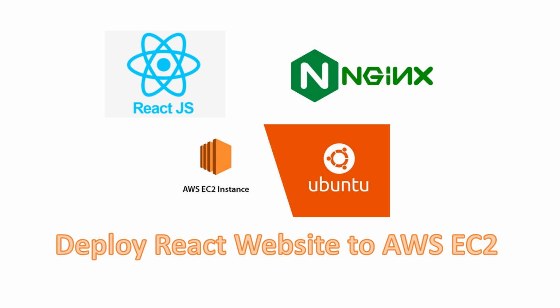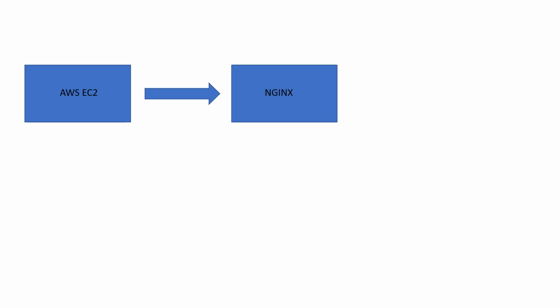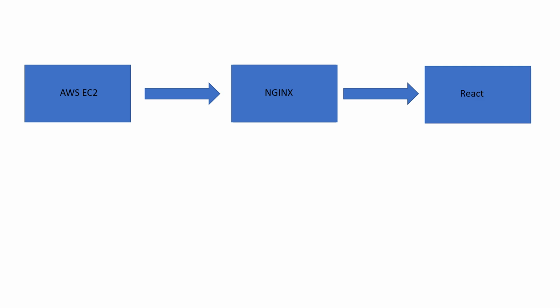In this video, we are going to deploy a React web application to Amazon AWS EC2. We will create an Ubuntu EC2 instance in AWS. Then we will install Nginx Web Server. When our web server is ready, we will build and deploy a React app to the Nginx Web Server.